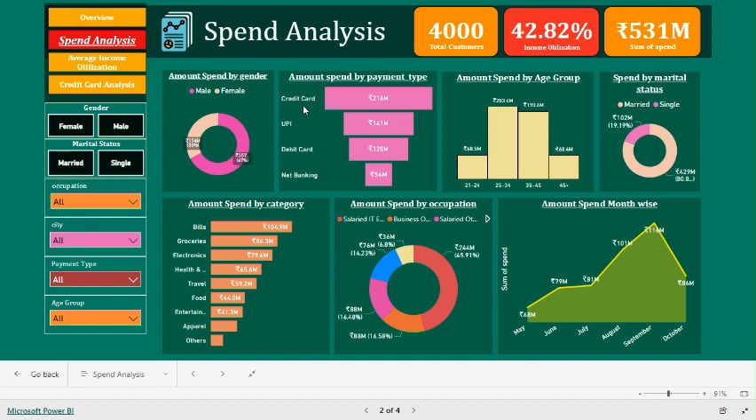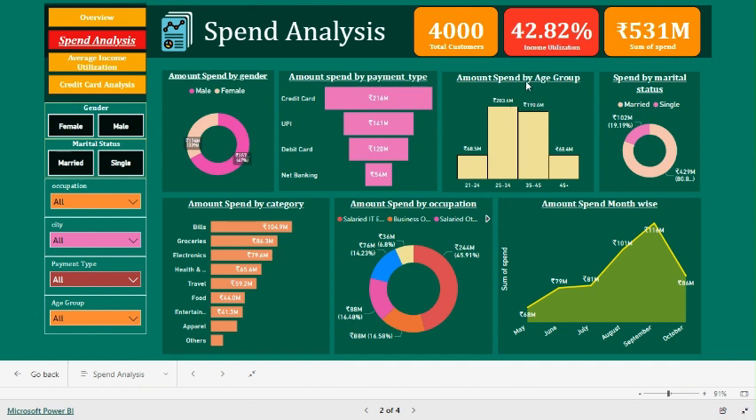Then credit card remained the most preferred method, with most money spent using the credit card, about 216 million rupees, while net banking remained the least preferred payment type, with only about 44 million rupees spent using the net banking category.